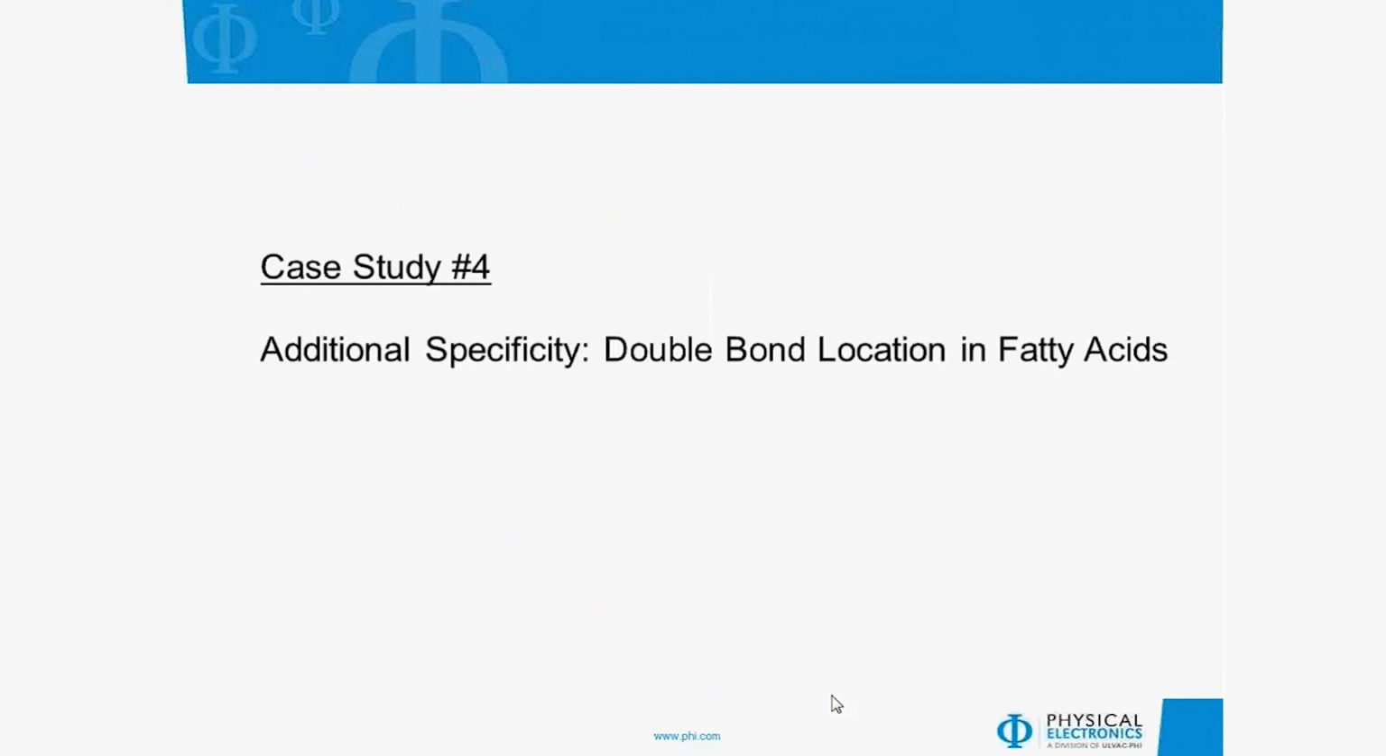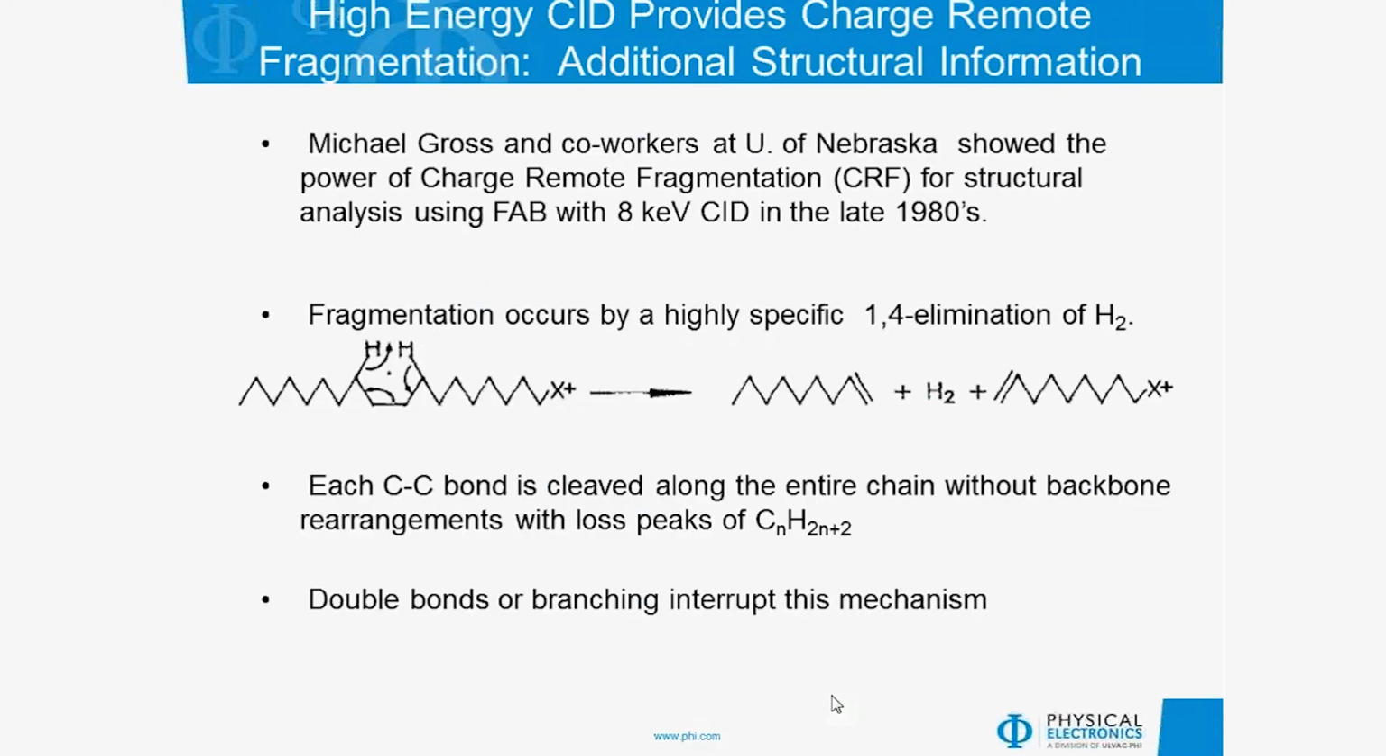Again, this is showing the added specificity that MS has brought to the analysis. In this case, we're looking at the double bond location for fatty acids in order to identify specifically which fatty acid is present. High energy CID enables what's called charge remote fragmentation, and this gives additional structural information. This was fully developed back in the 1980s by Michael Gross and his collaborators at University of Nebraska, and they showed the power of this method using FAB with high energy CID.